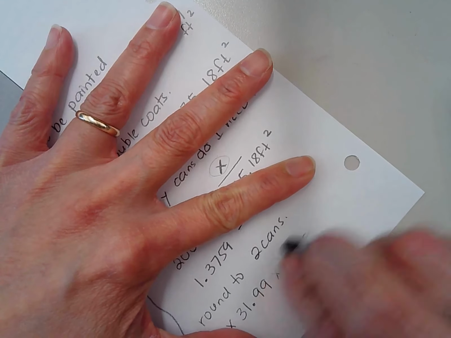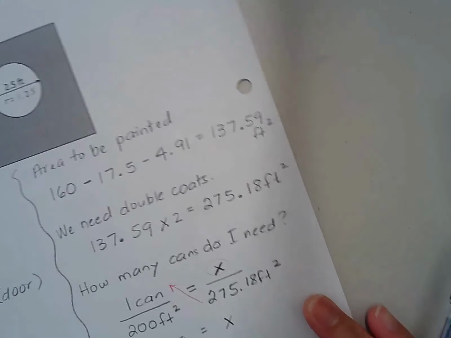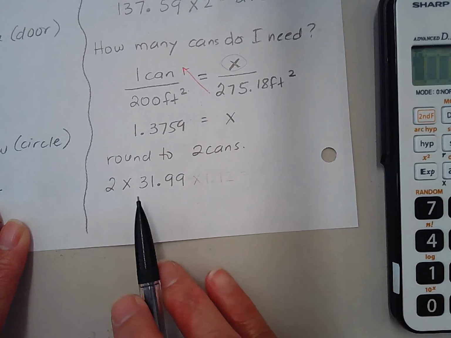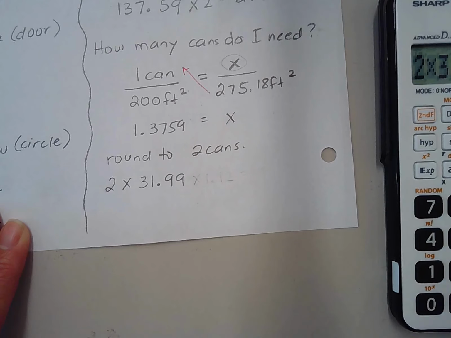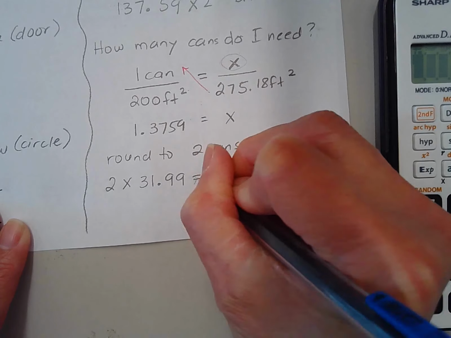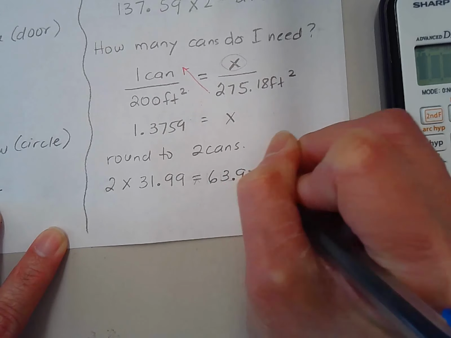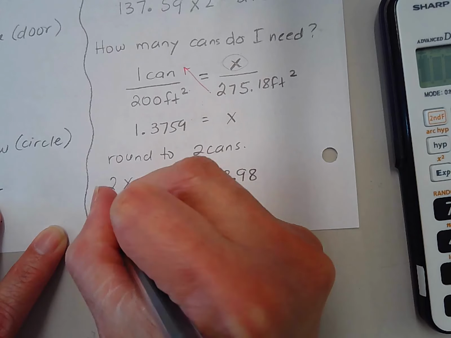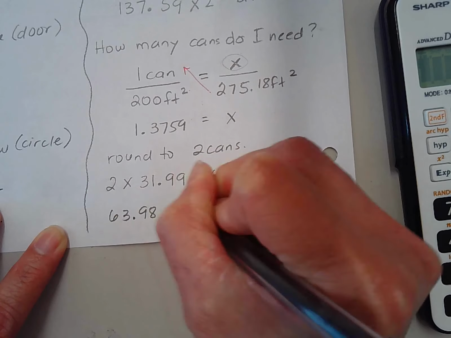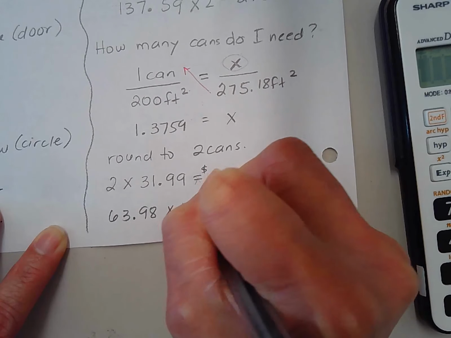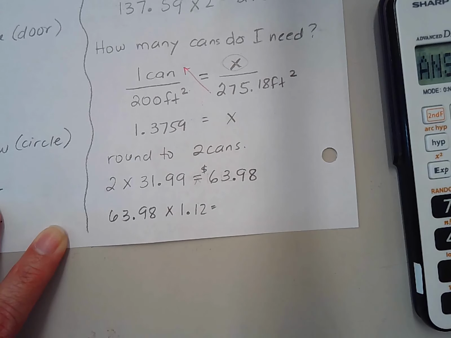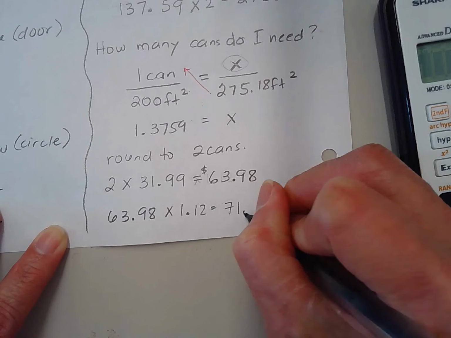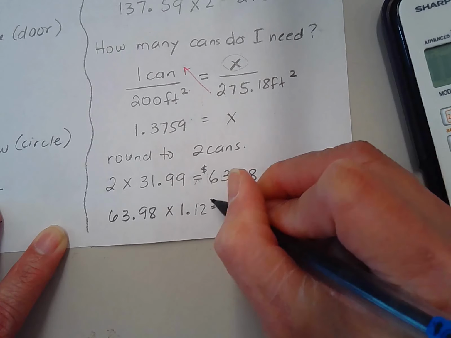Let's erase this. Erase that one first. Okay, so how much would that be? So 2 times $31.99 is $63.98. But then we have to put taxes, so $63.98 times 1.12. So that's $71.66.